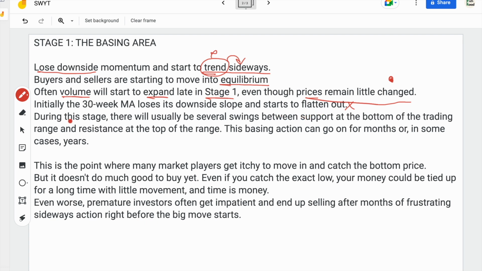Then he says that during this stage, that is stage 1, there will be a lot of swings, several swings between support and resistance. This is the most important point here. Basing action can go on for months or years. Now you tell me, if you plan your entry in basing, what if the stock keeps doing basing for 6 years? What will you do? Right? So these are some places where some things are not told, but I'll talk about that.